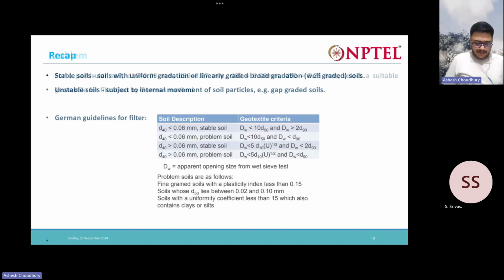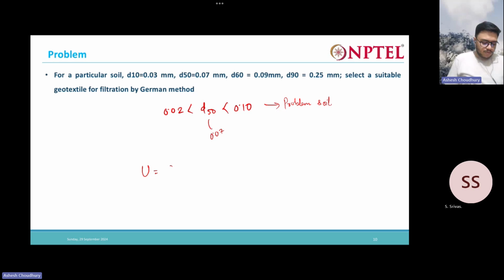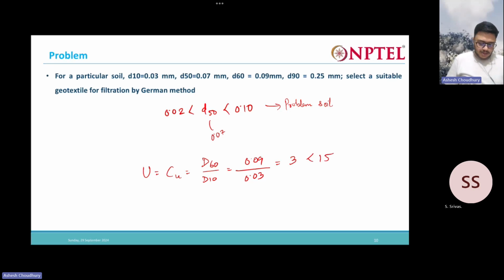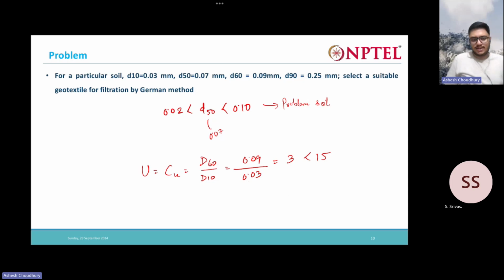Now we have this criterion: dw should be less than 5 d10 root U. So first you have to find out U. U is nothing but the coefficient of uniformity, which is D60 by D10, that is 0.09 by 0.03, which is 3. U is less than 15. Why are you checking this criterion? Because you see here, soils with a uniformity coefficient less than 15 are also problem soils. So again it is confirmed that our soil is a problem soil.